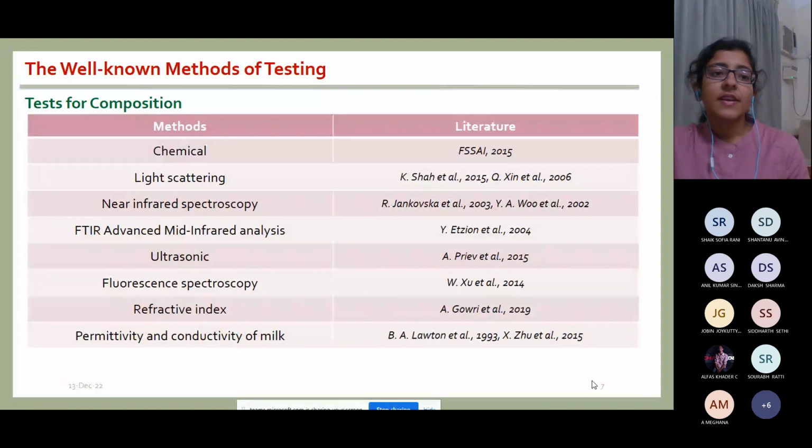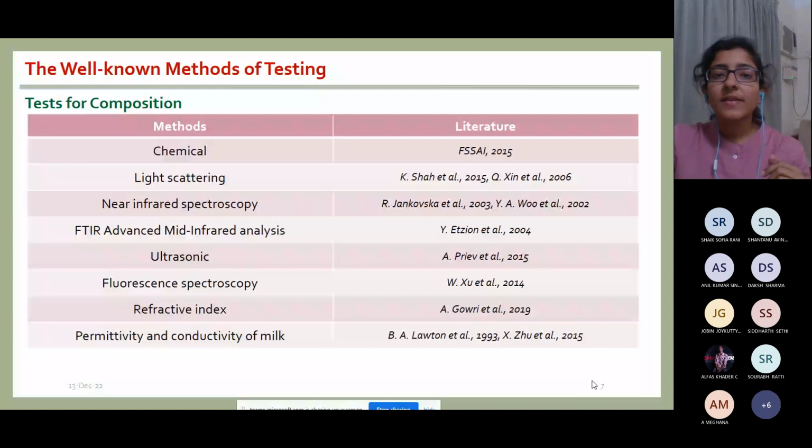research papers. For that, first I checked the tests for composition. What are the different methods used for composition? Composition means milk fat and protein detection. What is the composition of milk and what research exists for that? We found that there are chemical methods, then light scattering methods, ultrasonic. So different methods are there.